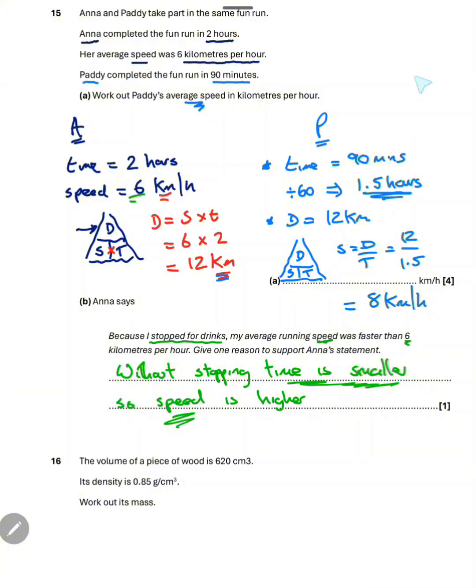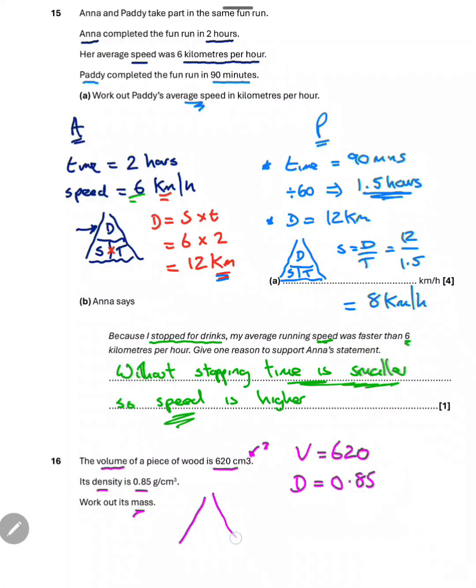And then question 16, the volume of a piece of wood is 620. So volume equals 620. We're told the density is 0.85. So let's get that copied down. Sorry, I've just noticed there's a little error here. That should be centimetres cubed, a tiny little 3 up top. Sorry about that. And we're asked to work out the mass.